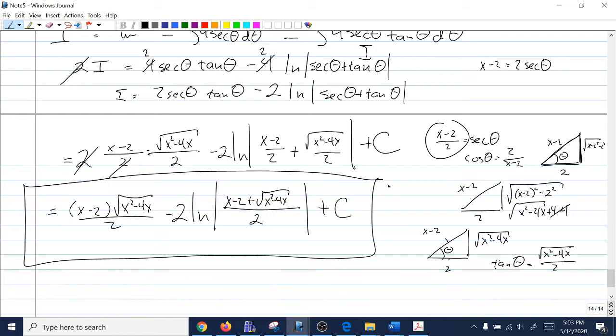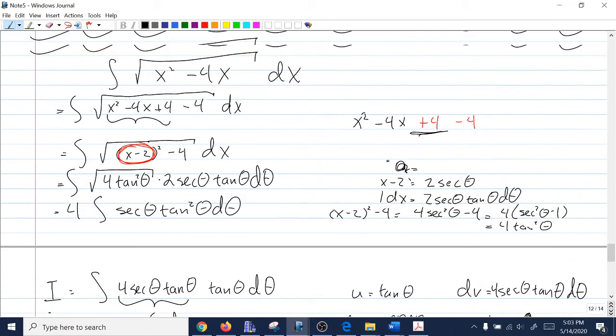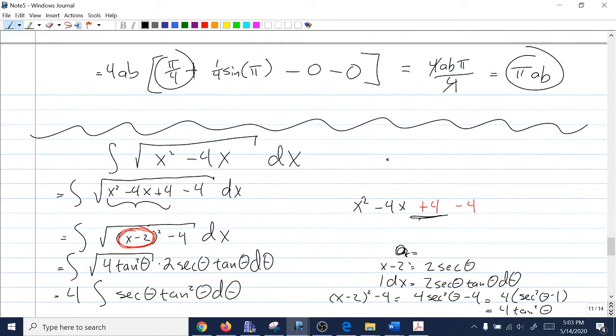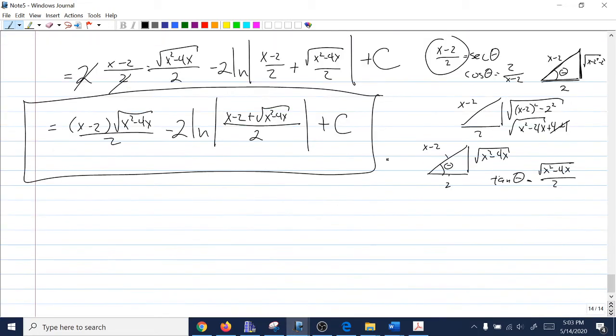I feel like saying I'll give you $5 if you take the derivative of this and see how it turns out to be square root x squared minus 4x. But I don't want to make a habit of giving $5 to every student. But it's worth a cookie at least. Man. So that's trig substitution.